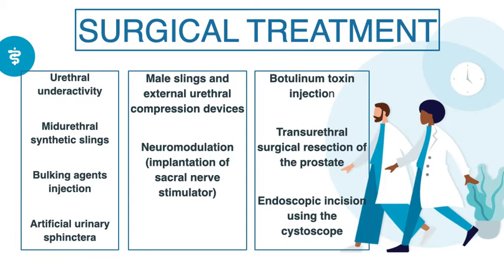Surgical treatment includes urethral underactivity, mid-urethral synthetic slings, bulking agents injection, artificial urinary sphincter, male slings and external urethral compression devices, neuromodulation, botulinum toxin injection, transurethral surgical resection of the prostate, and endoscopic incision using the cystoscope.